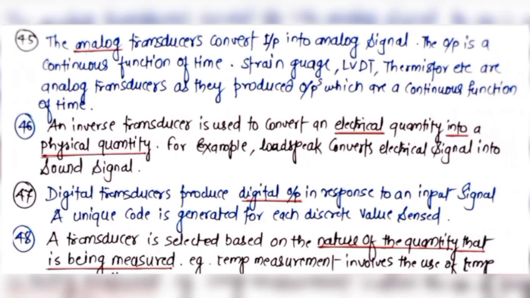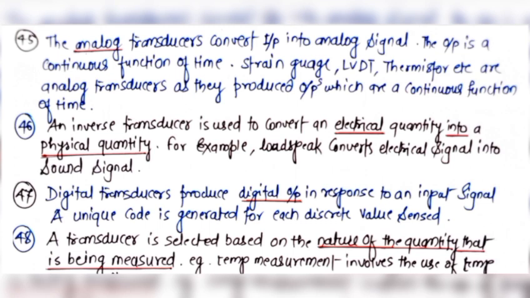Analog transducers convert input into analog signals. The output is a continuous function of time. Strain gauge, LVDT, thermistors, etc. are analog transducers as they produce outputs which are a continuous function of time.